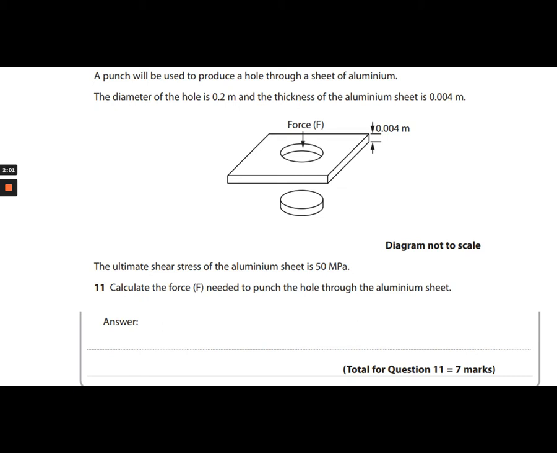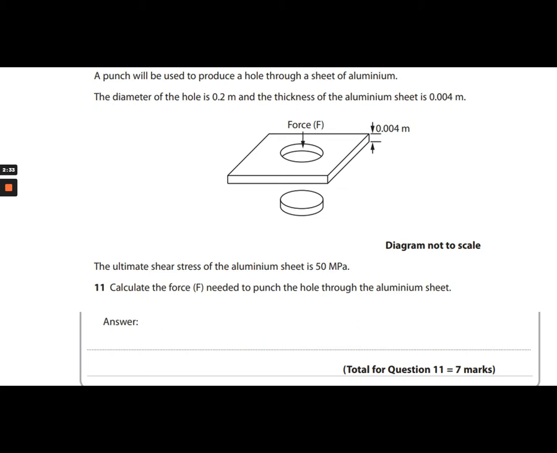Check the units. It's in meters, which is great. If it was in millimeters, you'd need to convert. It says the thickness of the aluminium sheet is 0.004 meters. So they've given you a thickness as well, which is a hint that there's a bit more to working out the area. Then it says the ultimate shear stress of the aluminium sheet is 50 megapascals. Forget about anything in front of the term. You can forget about the word ultimate. It's just the shear stress.